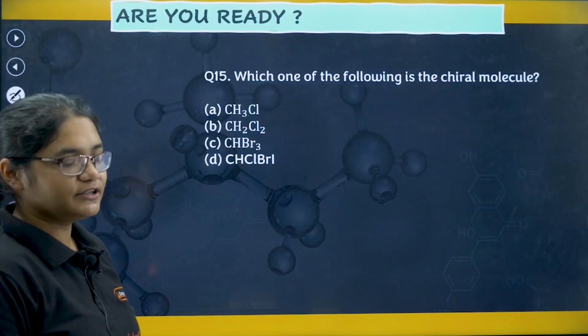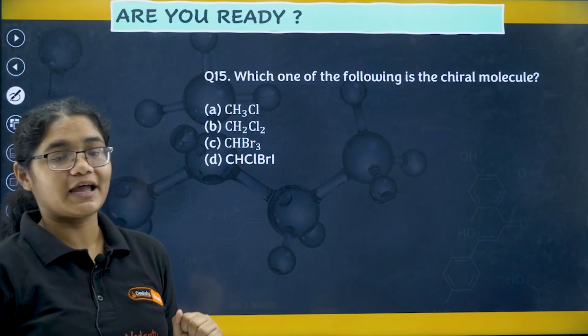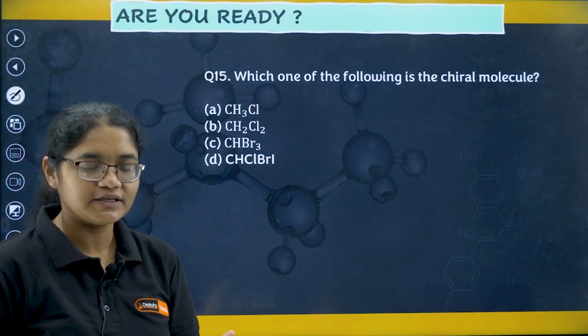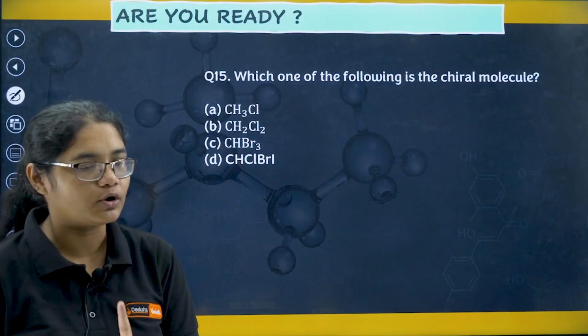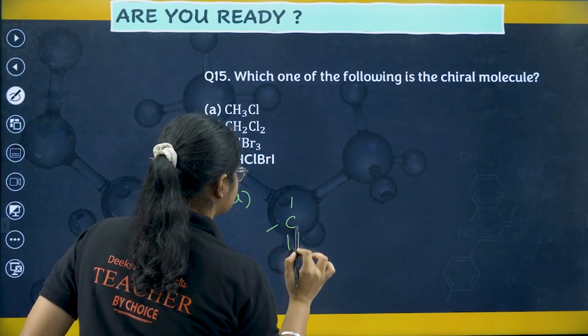Next one, we have: which of the following is the chiral molecule? So what is the definition of a chiral molecule? It should have 4 different groups, and when it has 4 different groups, it will have a non-superimposable mirror image. So if I see option A, I have CH3Cl.